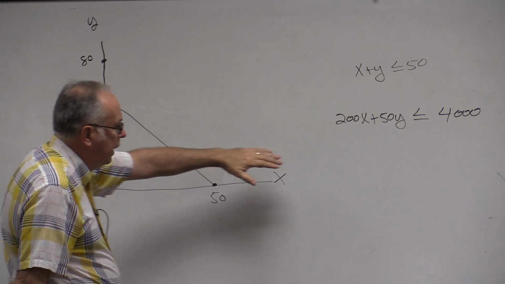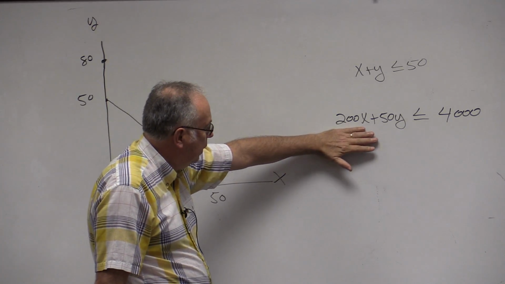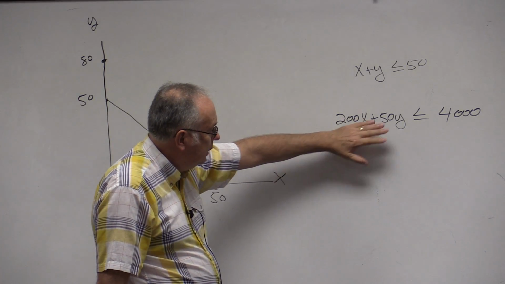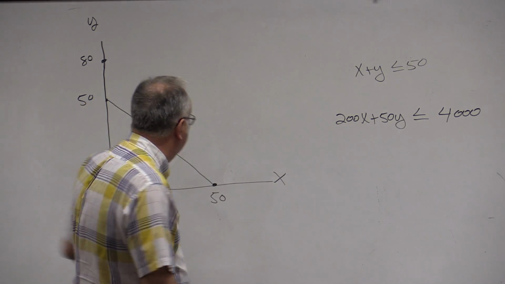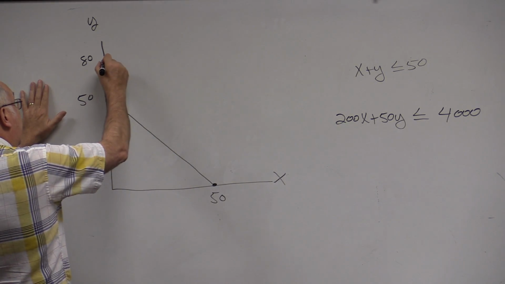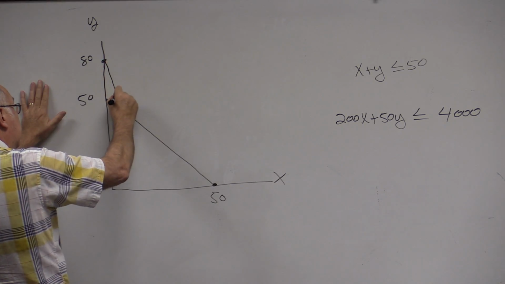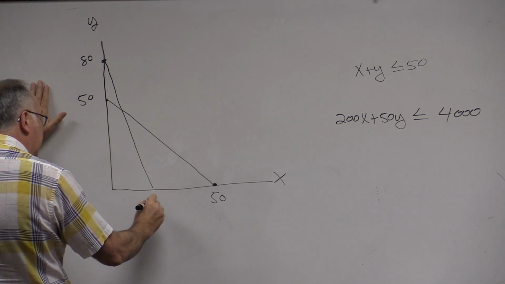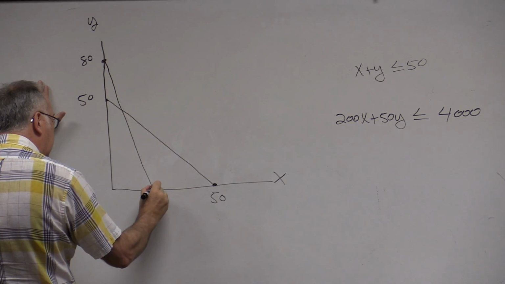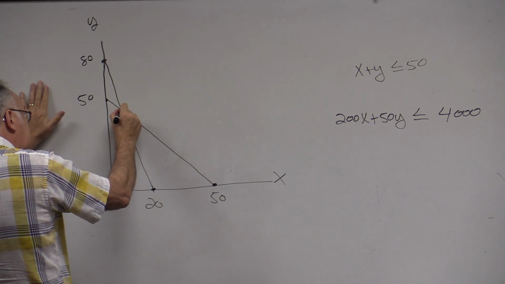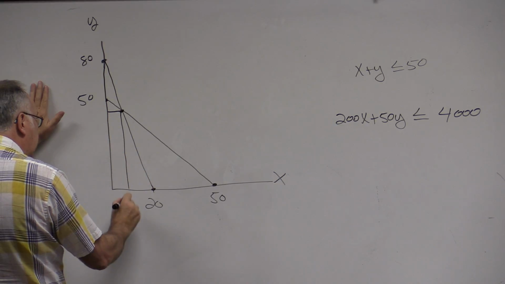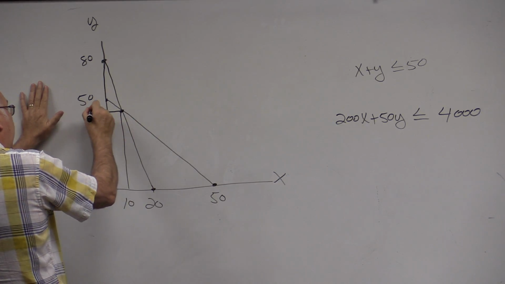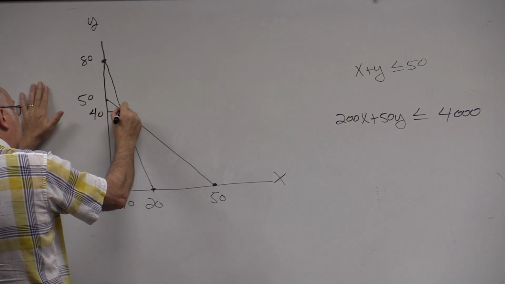And at most, how many donuts could Ian consume consistent with his calorie constraint? 20. So this has a slope of -4. It comes down like this, and this would be 20. And where do these two intersect? At x equals 10 and y equals 40. That's what we solved for earlier.